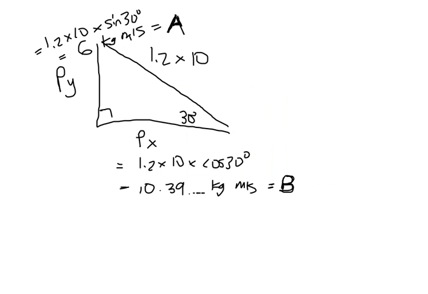The hypotenuse was the 1.2 times 10, but then when I break it up into its vector values, doing it by sine gives me this one, and by cosine gives me this one. Right, so just the 1.2 by 10, I agree though. That is the hypotenuse. I'm breaking it up using trigonometry into its y and x components.